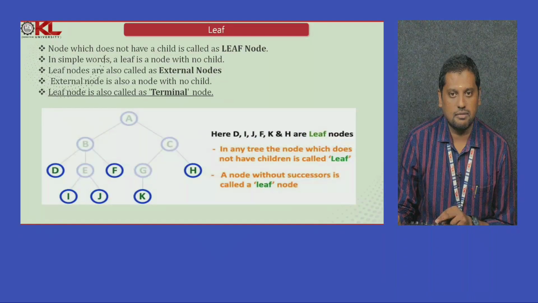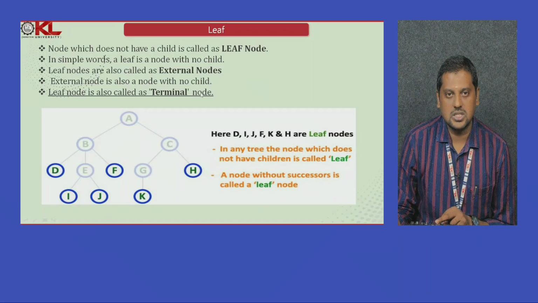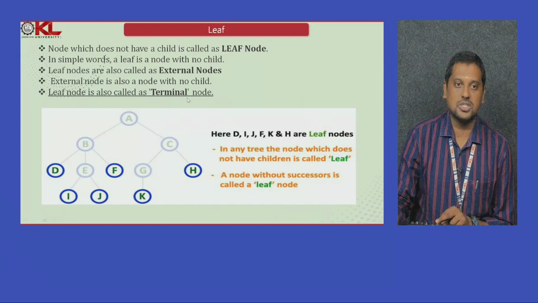Next is the leaf node. The node which does not have a child is said to be a leaf node, and also a leaf is a node with no child. The leaf nodes are also called external nodes. An external node is also a node with no child. A leaf node is also called a terminal node. All these are key points to be noted, especially in tree terminologies.